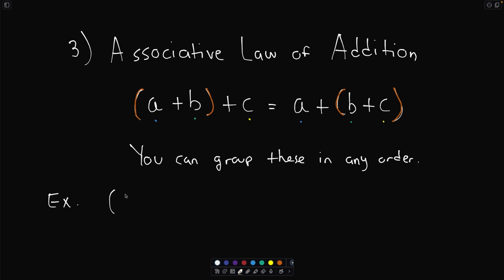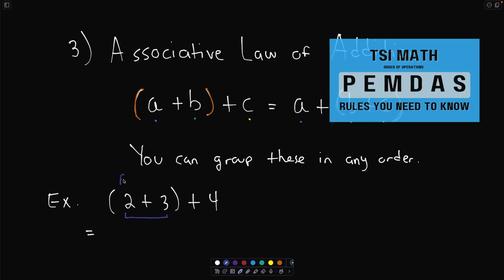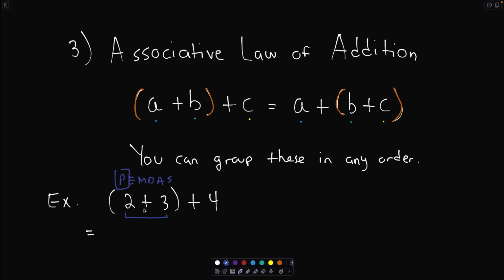Here's an example. How about 2 plus 3 in parentheses plus 4? How do we work this out? Remember, PEMDAS. Go to the video I made of PEMDAS for review. We first start with things in parentheses. In this case, 2 plus 3. It's going to give us 5. Bring down the 4. And that gives us 5 plus 4, which is 9.